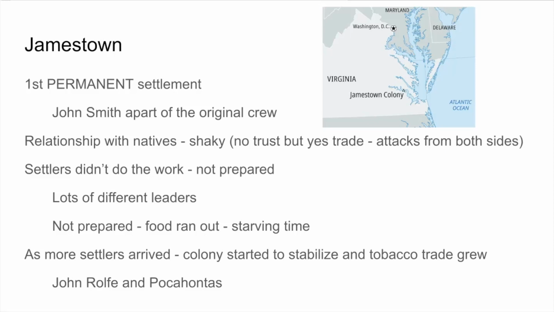The relationship with natives for Jamestown was shaky. That's to say it in a nice light, a good light. There was no trust, but they did realize trade needed to happen. Both sides attacked. So you can talk about who did it first or who had the right, who not. Both sides attacked, both sides ambushed the other to make sure they could kind of show their strength and push back others.